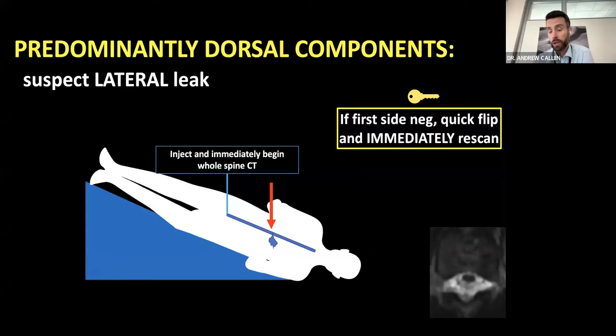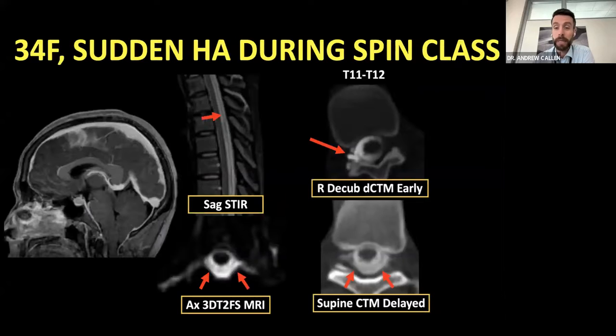And if we choose the wrong side, we're going to roll them over quickly and immediately rescan. And we may have to bring them back for a second dedicated scan. Here's one such case. This 34-year-old woman was doing a spin Peloton class. She just changed position on her bike and then all of a sudden developed a severe orthostatic headache.